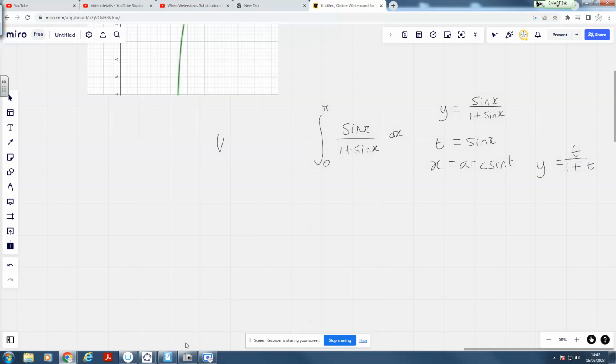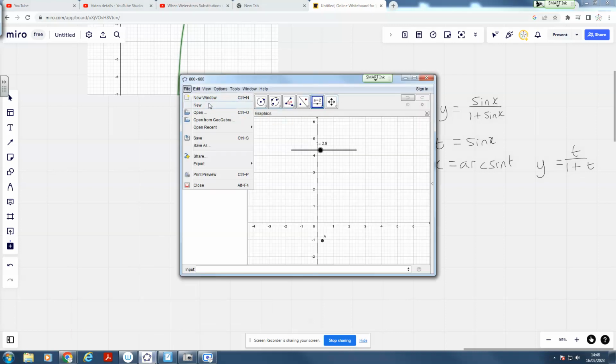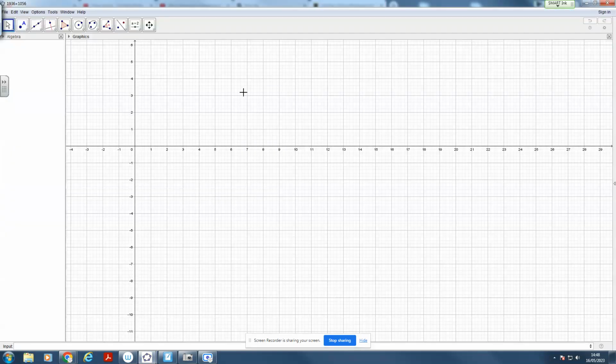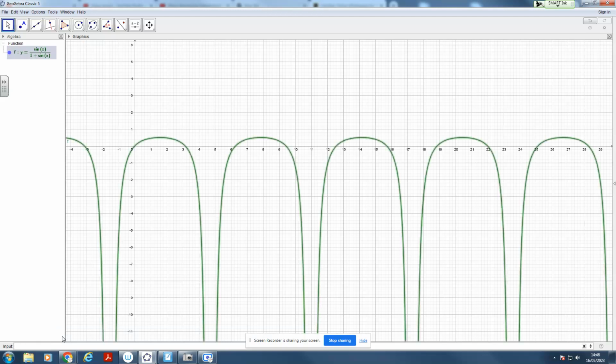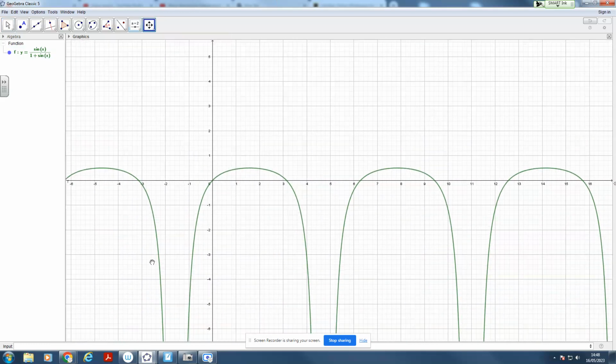Now, if you draw the parametric equation of that, then this is what you end up with, and it's interesting to see this. Let's just go to a new one, and let me make this nice and big. Okay, so if we draw the original function, which is y equals sine x over 1 plus sine x, we get this graph, lovely, yeah? Whereas if we only draw the parametric version, the problem is the parametric version is restricted, and it's because of arcsine.